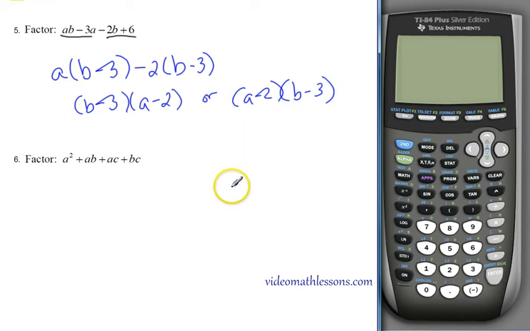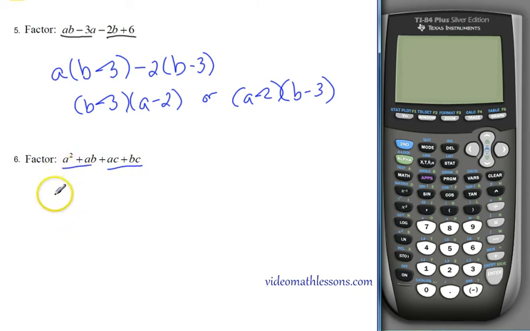Number 6, a squared plus ab plus ac plus bc. This is exactly the same as the top, just has more letters in it. So that's not a big deal. So I've got to break down the front, break down the back, and this is a factor by grouping problem.